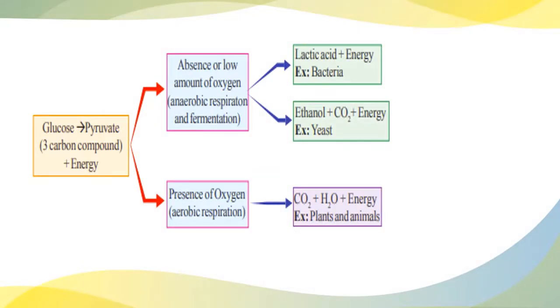Cellular respiration is again divided into two phases, because it occurs in the mitochondria. It can be classified into two types: one is aerobic respiration, and the second one is anaerobic respiration. So let's see first of all aerobic respiration. It occurs inside the mitochondria in the presence of molecular oxygen.